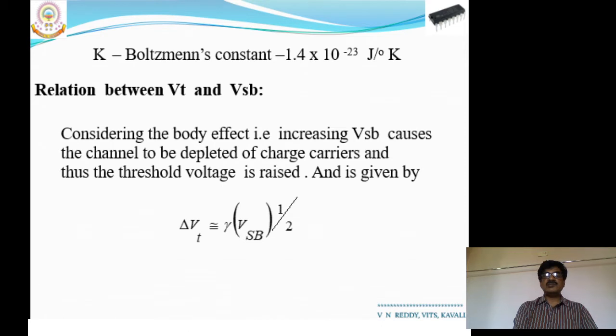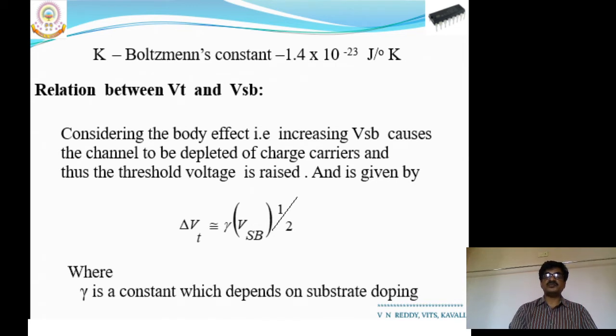And see the relation between threshold voltage and VSB. VSB means source to substrate bias voltage. Here the change in threshold voltage, delta Vt, equals gamma times the square root of VSB, or VSB to the power of 1/2. This is the relation. You just remember this relation also.